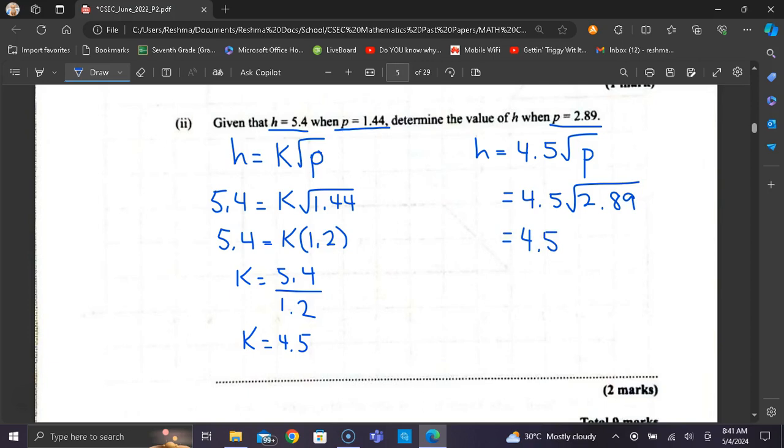So the square root of 2.89 is 1.7. And then we multiply 4.5 times 1.7 will give 7.65. So that's our value of h when p is 2.89. Right, and this is worth 2 marks.